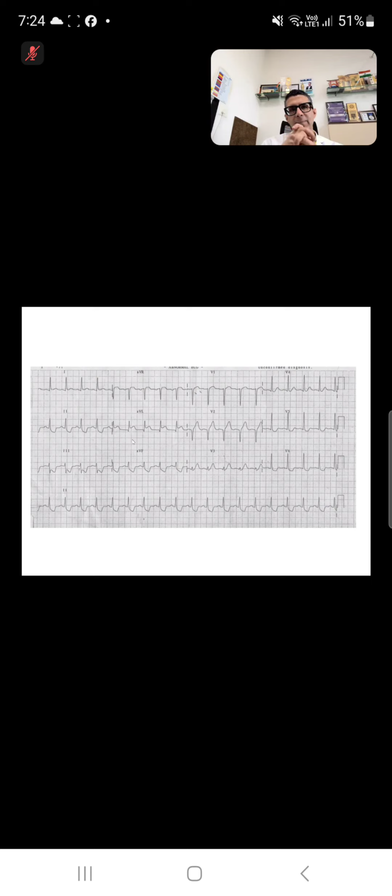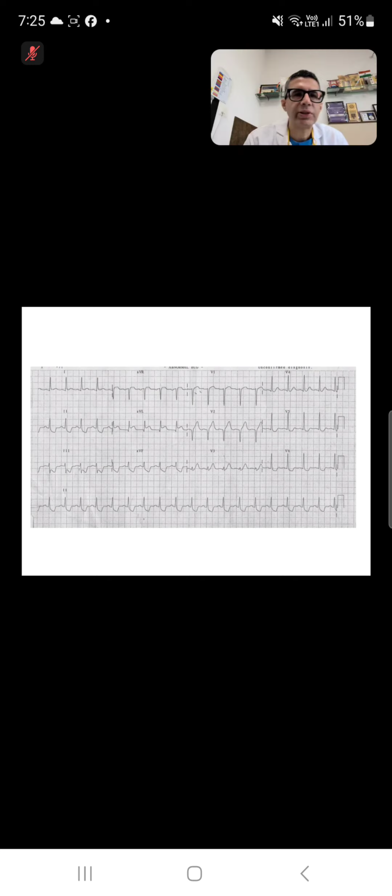Agreed? Okay. QT interval? Normal. It should be less than 50%, yes, less than 50% of the RR interval.